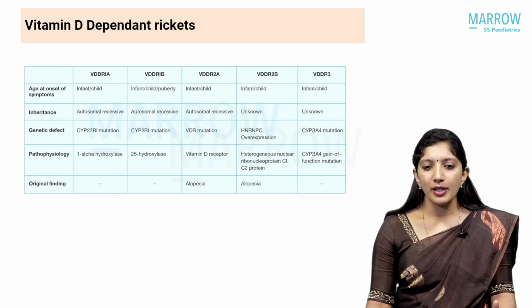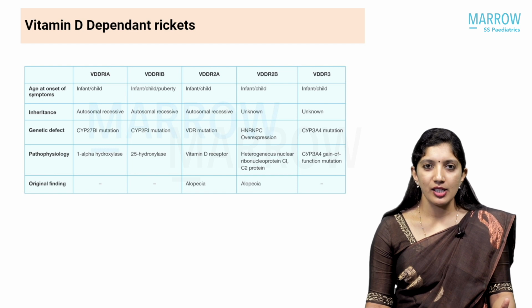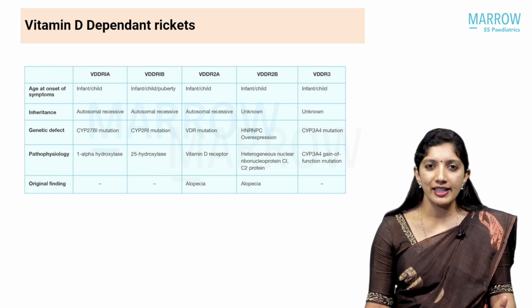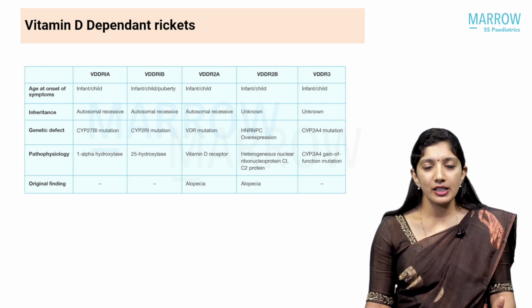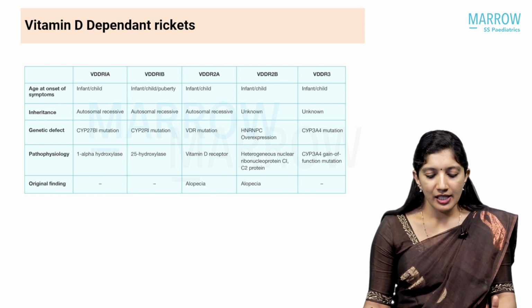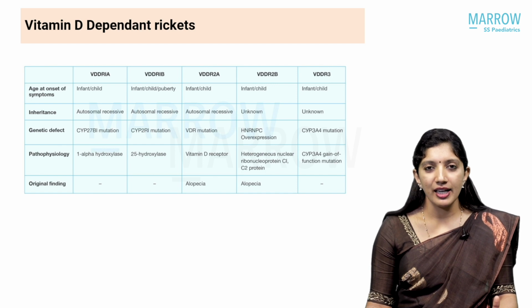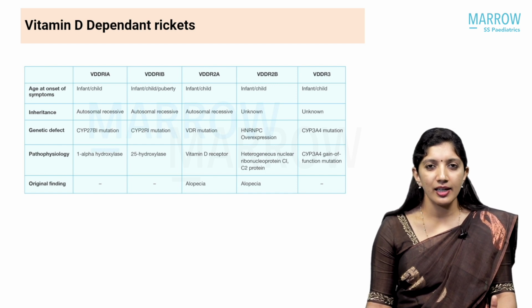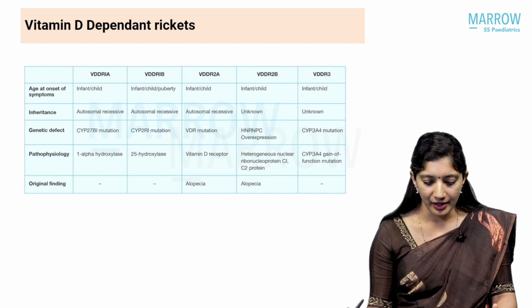Calcipenic rickets can also be called vitamin D dependent rickets. So we have talked about vitamin D deficiency. Now we will discuss the genetic defects of vitamin D metabolism. Genetic defects, as I told, can be classified into VDDR type 1, type 2 and type 3.